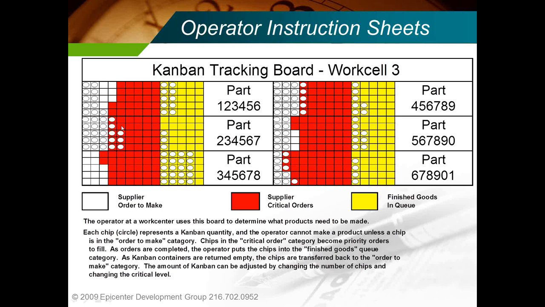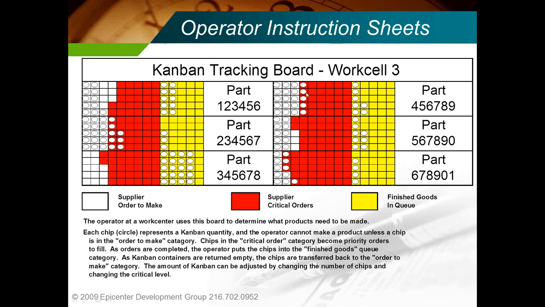And the operator actually uses this every day to determine what he's going to make. So obviously here, for this part, 1, 2, 3, 4, 5, 6, they have enough. They don't have anything in the red zone. They don't need to make any more of these. But you can see this part, we've got tokens that are in the red zone, which means they need to make some more. So as they make them, they would basically be taking these tokens from the red zone and moving them into the yellow zone.